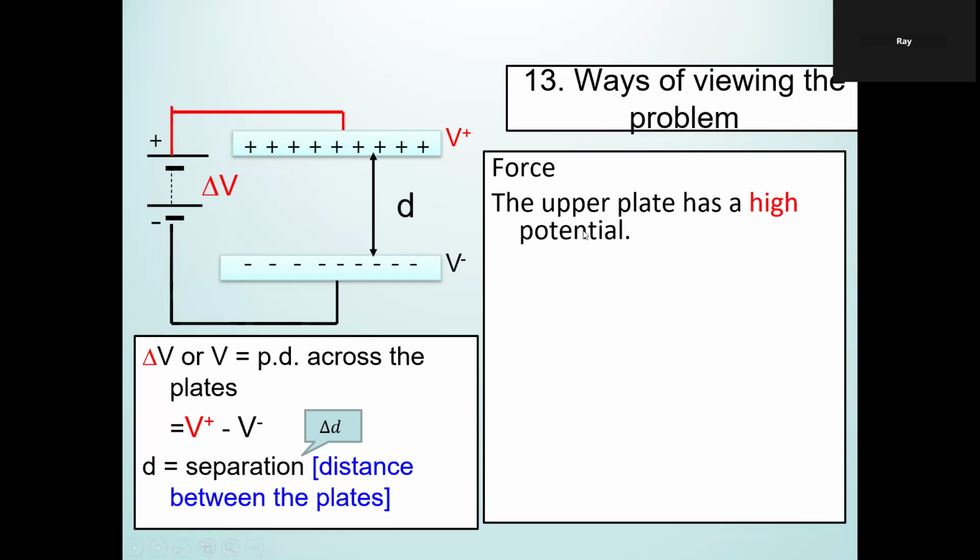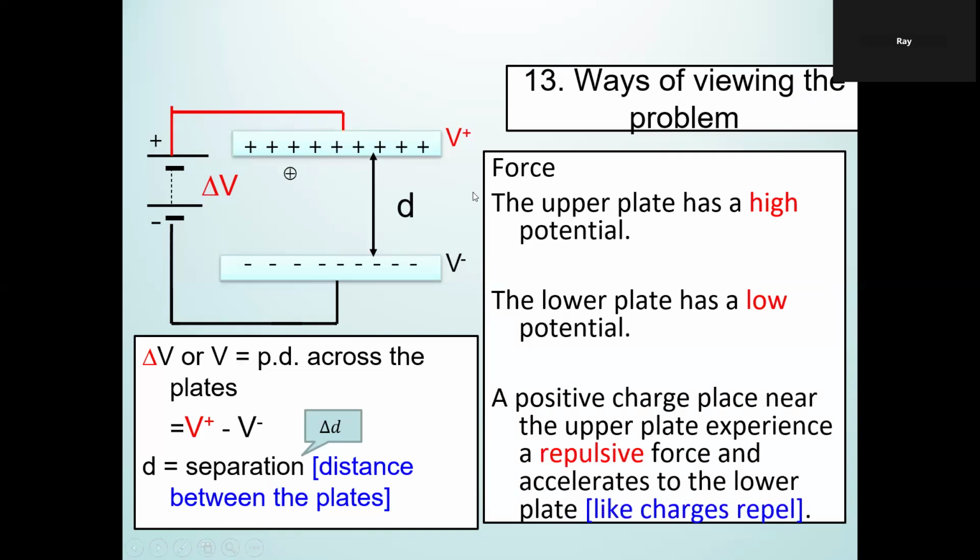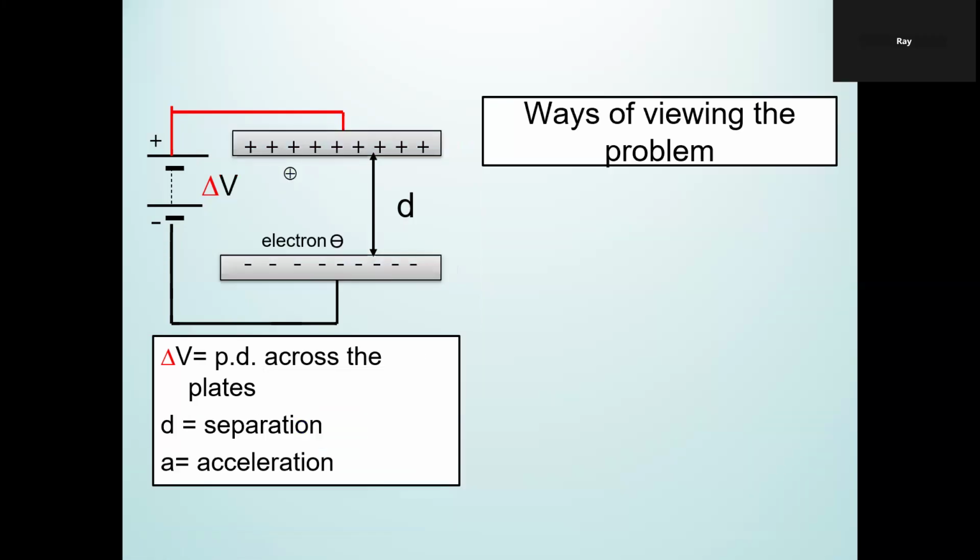Okay, the upper plate has a high potential. The lower plate has a low potential. A positive charge placed near the upper plate experiences a repulsive force. If we think in terms of force, then it experiences a repulsive force and accelerates to the lower plate. You can think of it as like charges repel. That's the direction of acceleration or direction of the repulsive force.